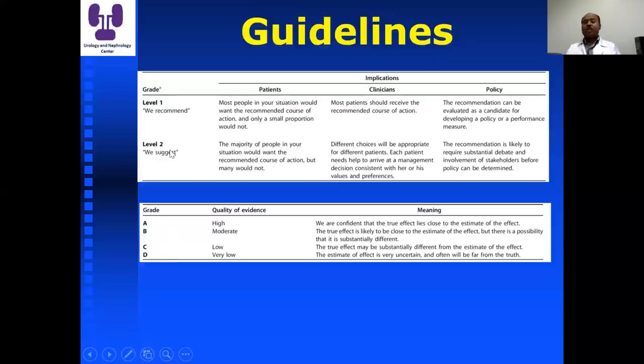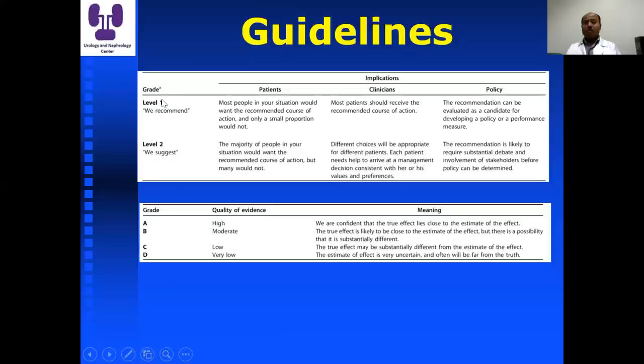2 means suggestion, D very weak level of research. So can we use this suggestion based on very low research? Yes, we can use it so long as we are beginners, but the experts can go against it because they may have another experience.